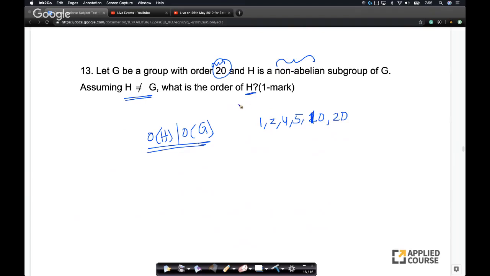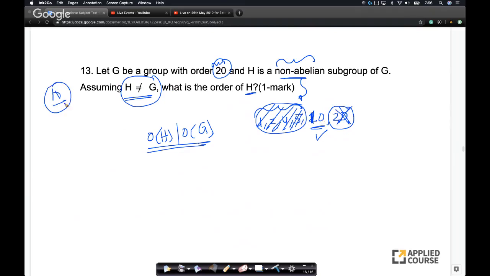So 1 is a trivial group, so let's ignore it. All the groups of orders 1, 2, 4, 5 are abelian, just the way we have seen right now. Because we said H is not equal to G, 20 is also ruled out. So the only option left is 10, because it says non-abelian. That's why all the others are ruled out, and H is not equal to G, so 20 is ruled out. The answer here is 10.